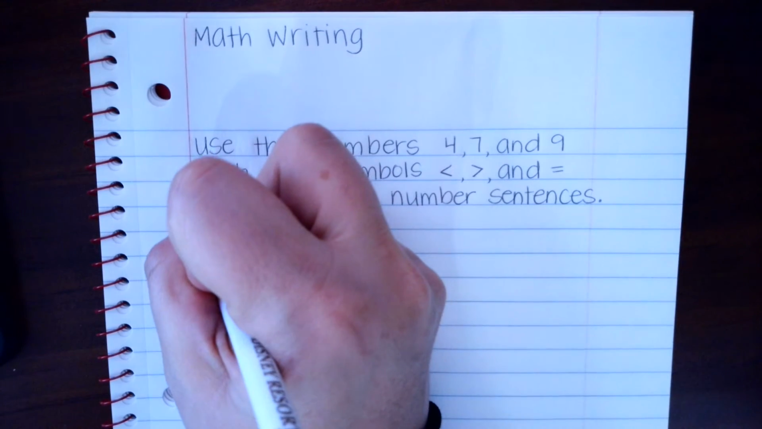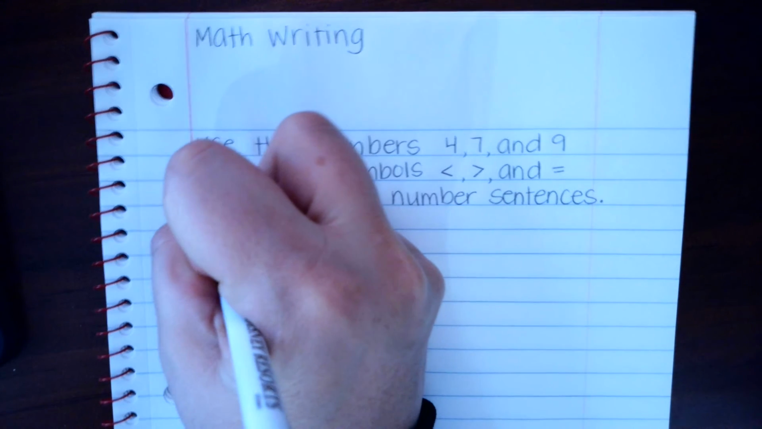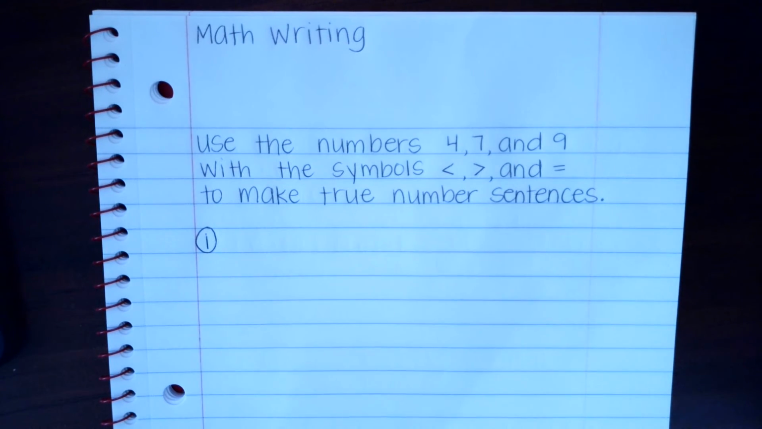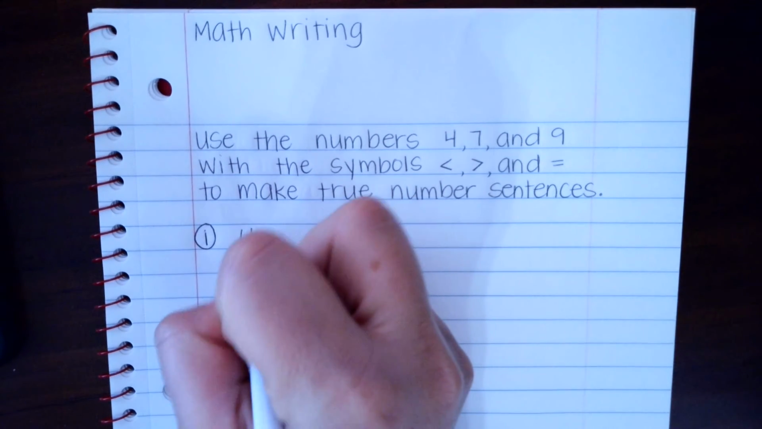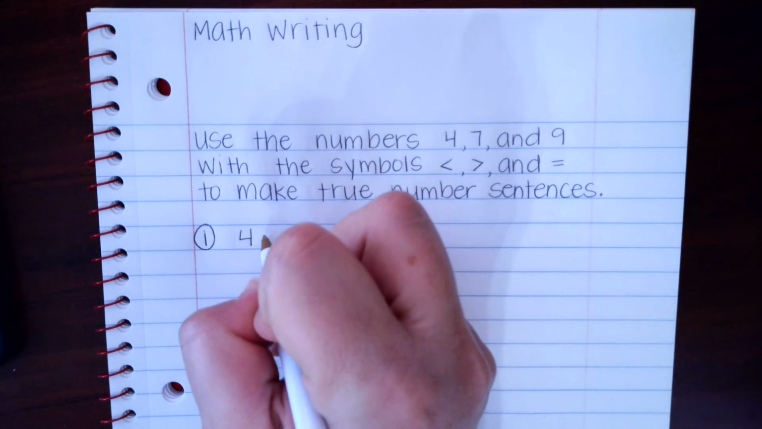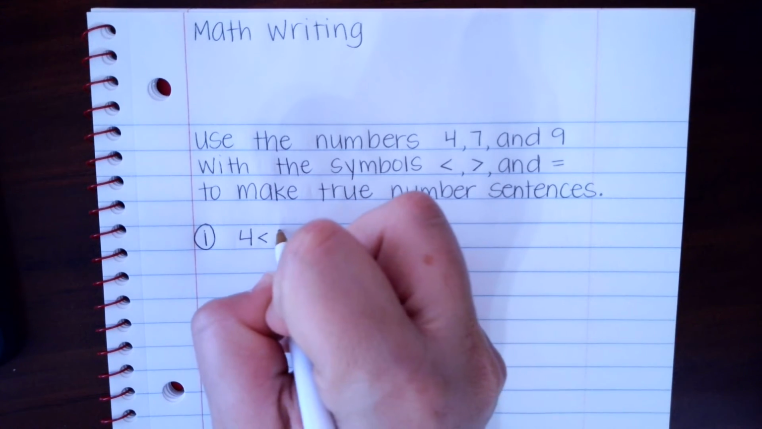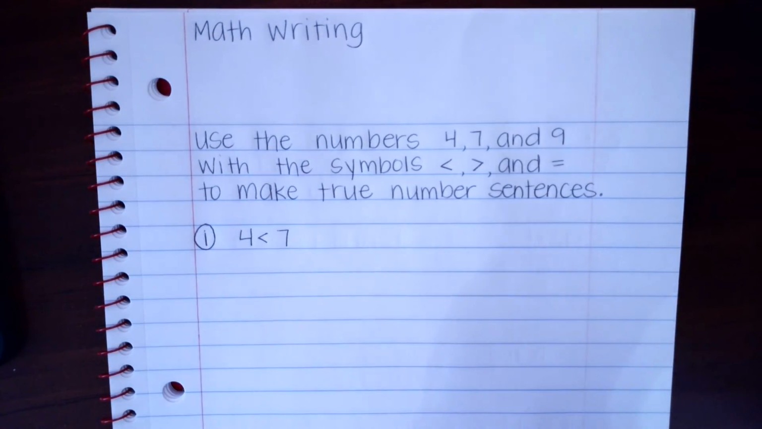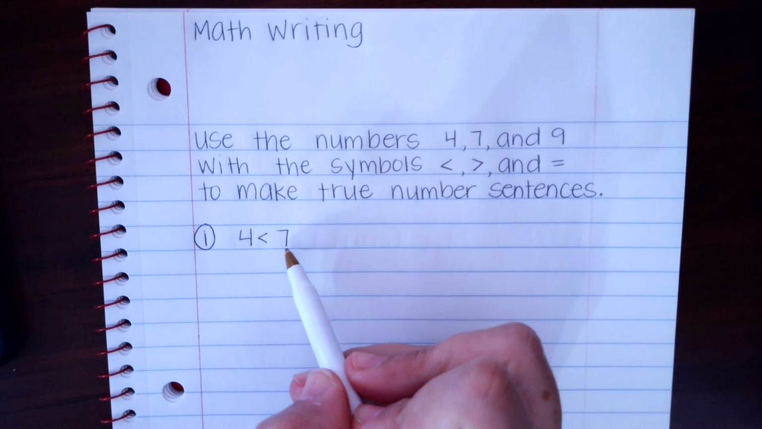So, for my first one, I'm going to write a 1 just so I can kind of keep things organized. And I'm just going to start off very simple. I'm going to write the number 4, and I'm going to say is less than 7. So that's true, right? 4 is a smaller number than 7. So that's my number sentence.